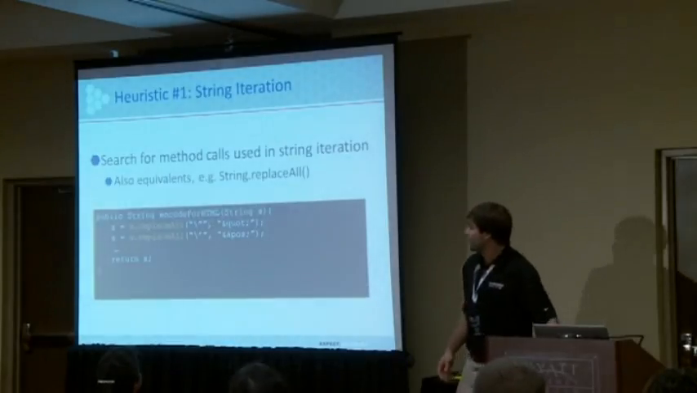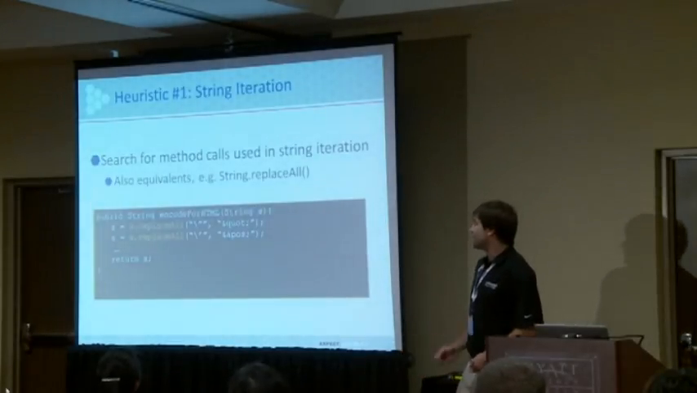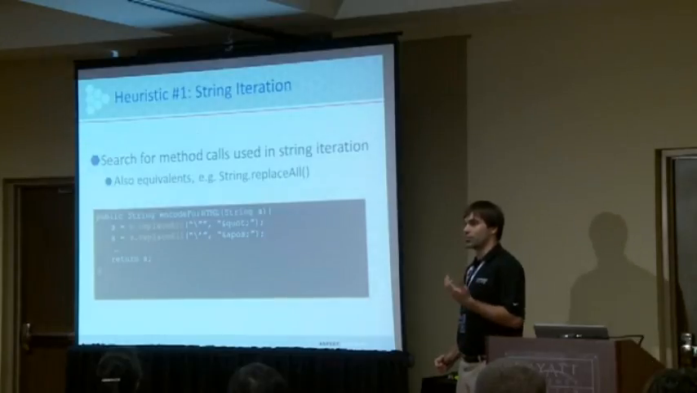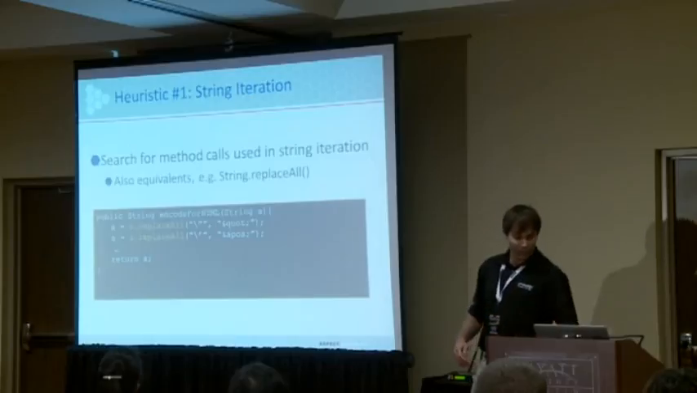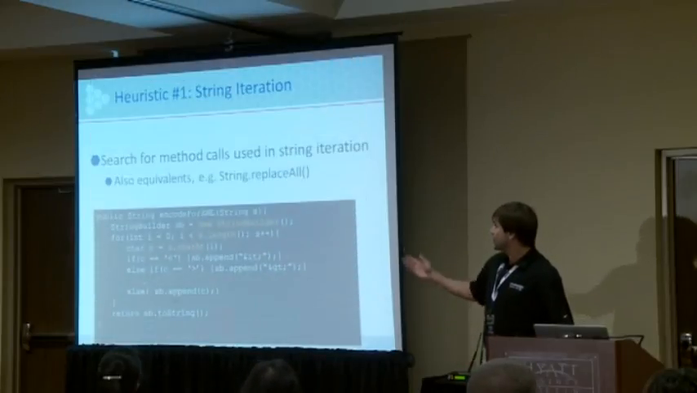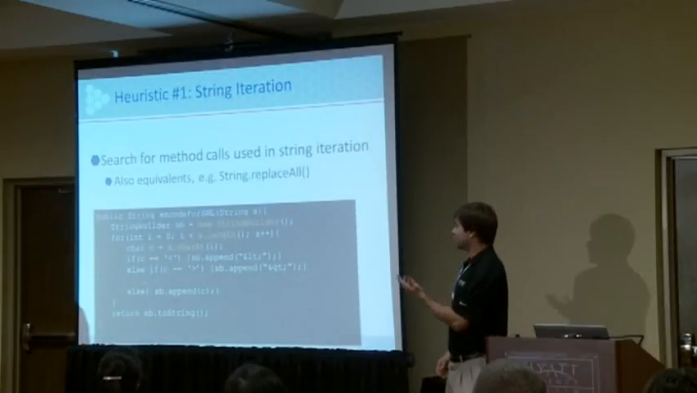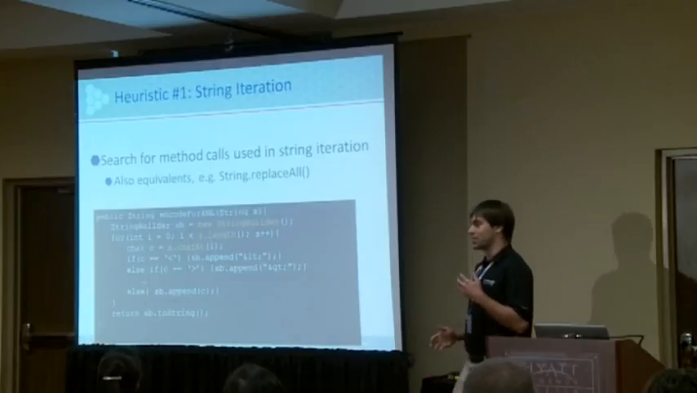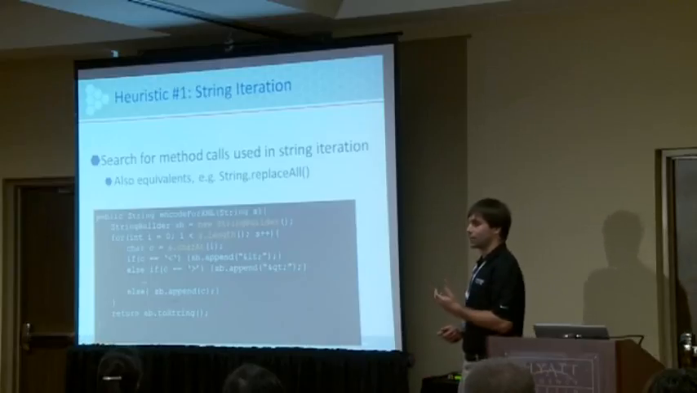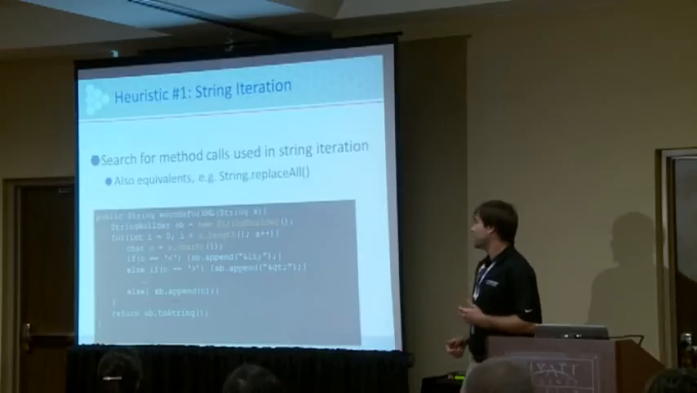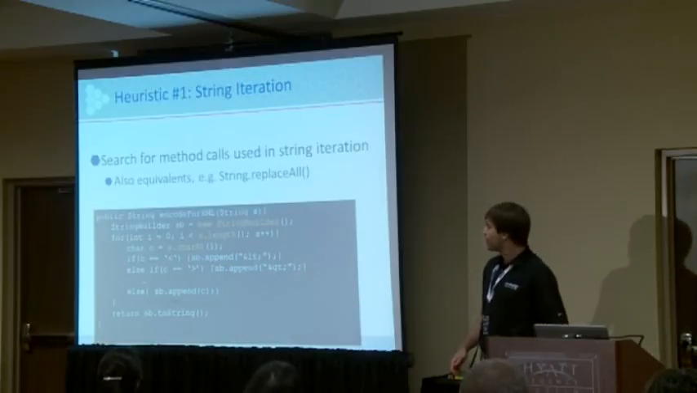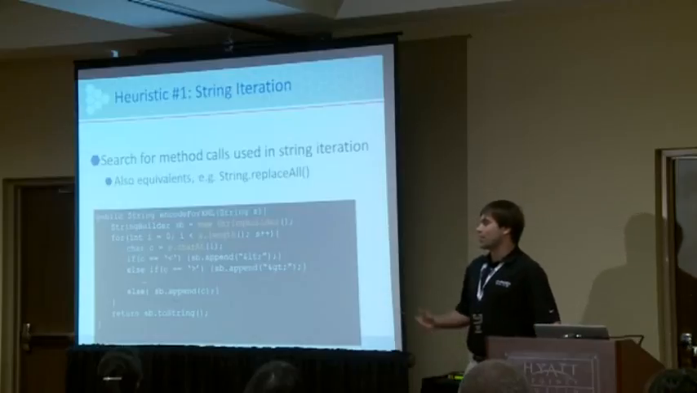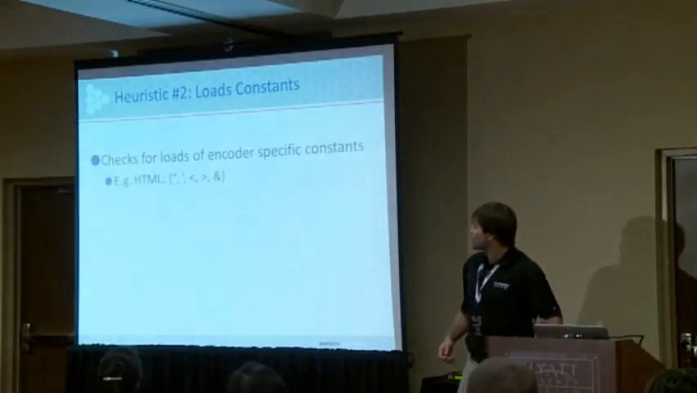So you can see an example of that here. This is an HTML encoder. It essentially goes through and calls replaceAll for every dangerous character that it wants to encode, and then returns the result. So that would qualify as string iteration. Here's another one. It creates a string builder, and then iterates through by calling length, and then calling charAt for each character, and again, just builds the string in the string builder and returns the result. So both of those would come up positive for our heuristic of looking at string iteration.